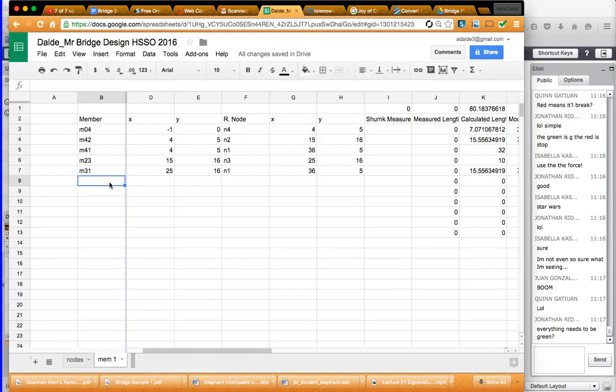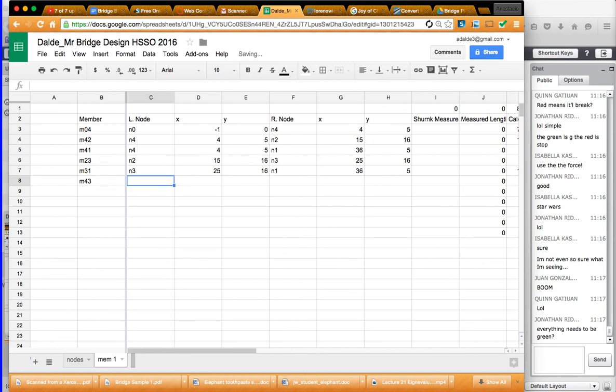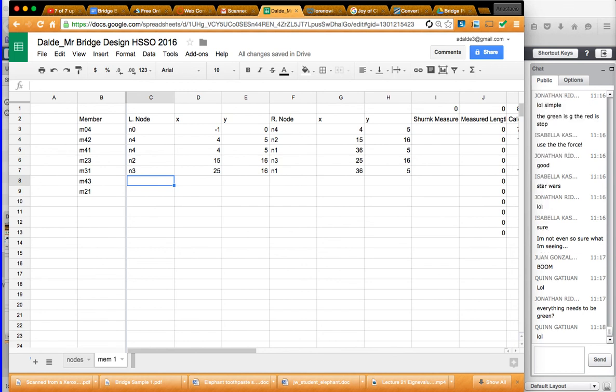So I added two more members. I added a member 443, and I also added a member 21, because my bridge apparently wasn't stable to begin with. So keep in mind, the sample bridge I built must not have been stable enough to stay up. The computer's saying you can't build that bridge because it would just fall. No, everything doesn't need to be green. That's impossible to do. But you want to make those red numbers as small as possible.